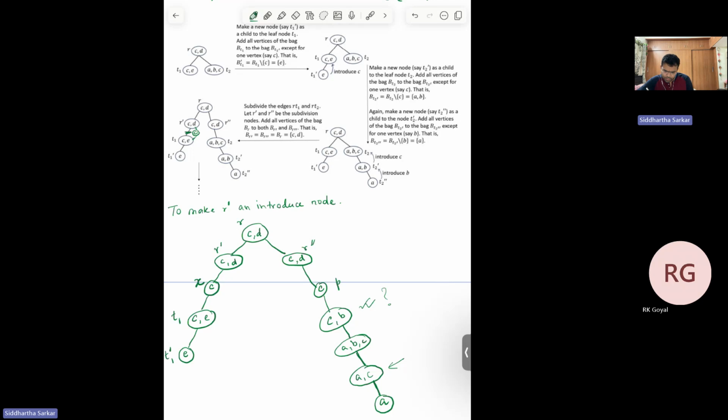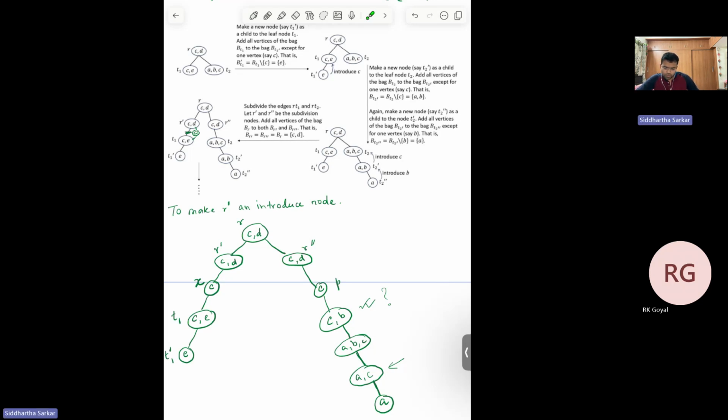What does this look like? C is a forget. BC is a forget with respect to its child. This is an introduce with respect to its child, and this is an introduce with respect to it. Yes, this is good, but it need not be the unique way of doing it, as I already said.